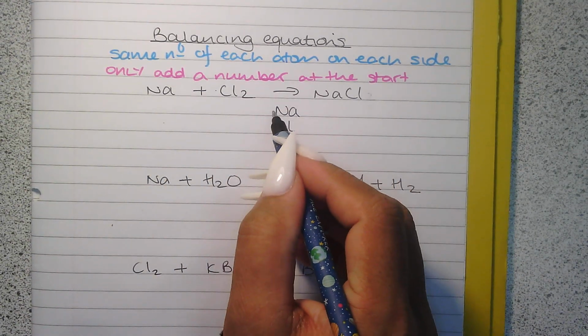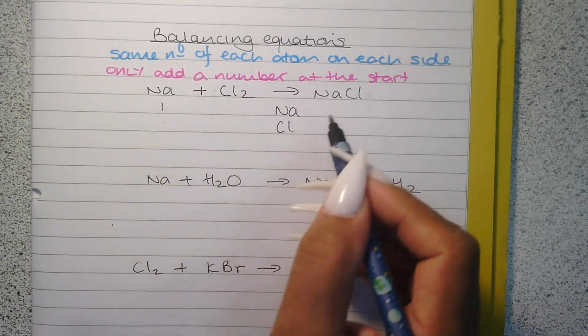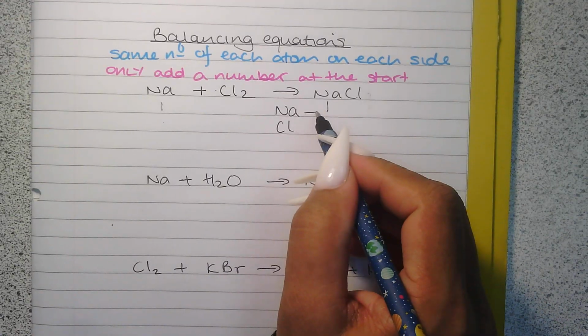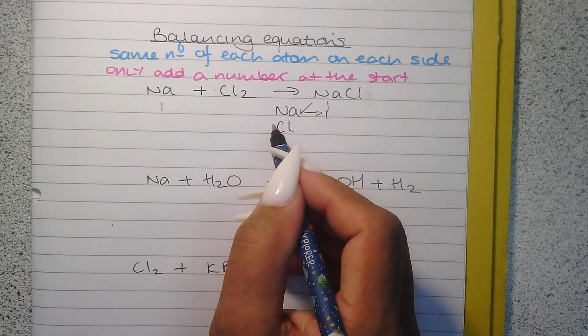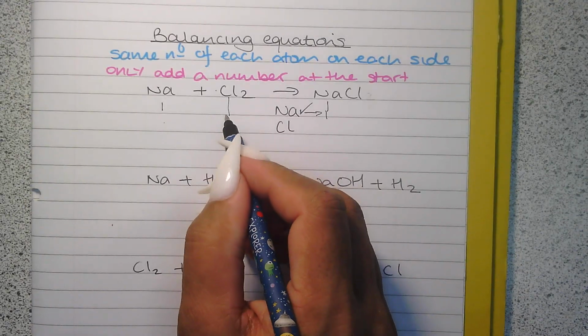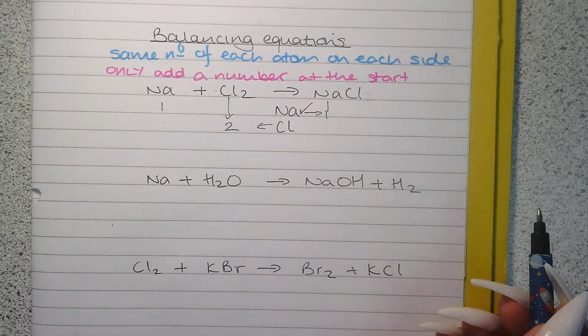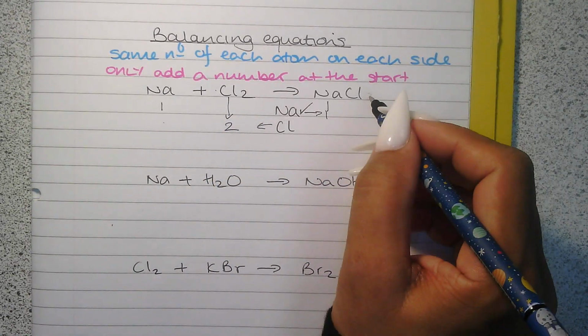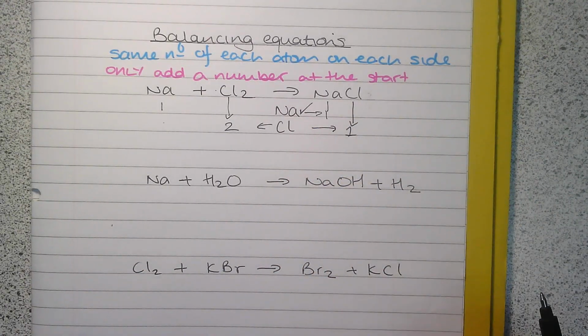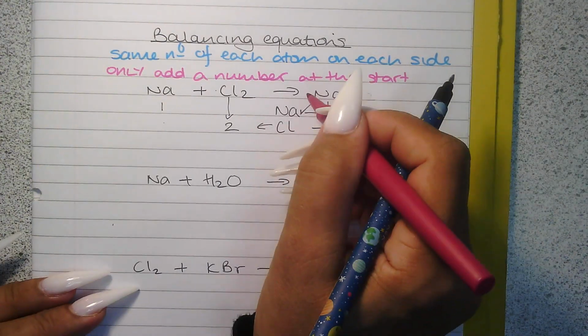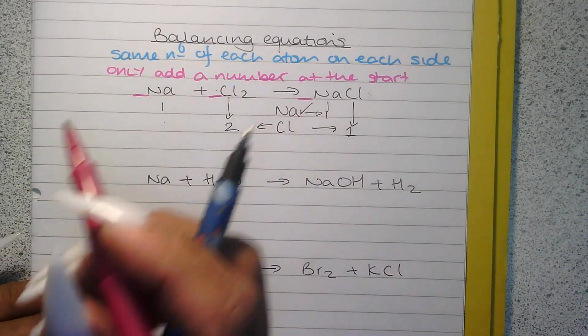Then we do a tally chart. On the left, we've got 1 sodium. On the right, 1 sodium. That's okay so far. 1 on each side. Let's do a tally chart for chlorine. Chlorine is 2. Chlorine here is 1. That's not balanced. The only thing I can do is add a number at the start. So the only thing I can do is add a number here, here, or here. I can't do anything else.